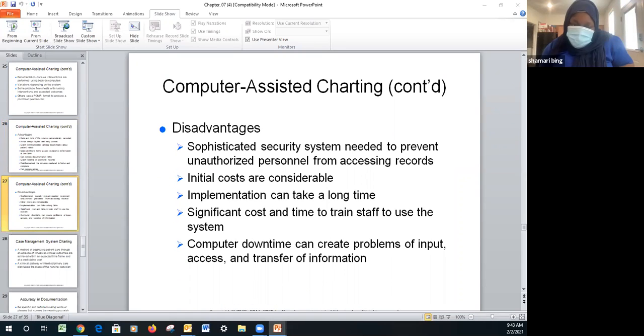I have a question. Yes. What type of charting is usually done? Or is it just all of them? It just depends on the circumstances.